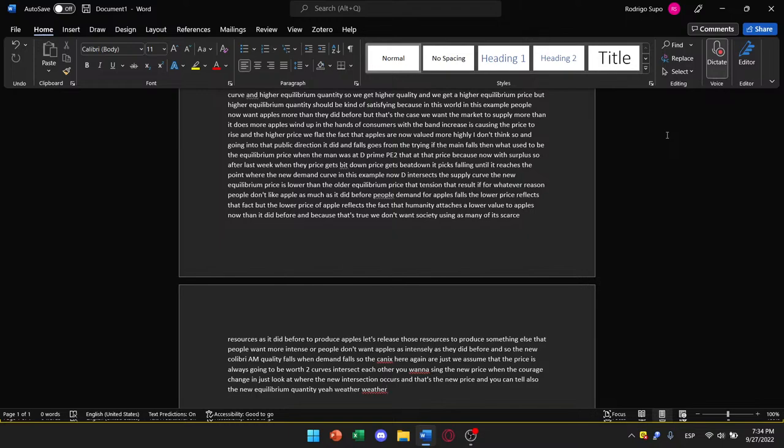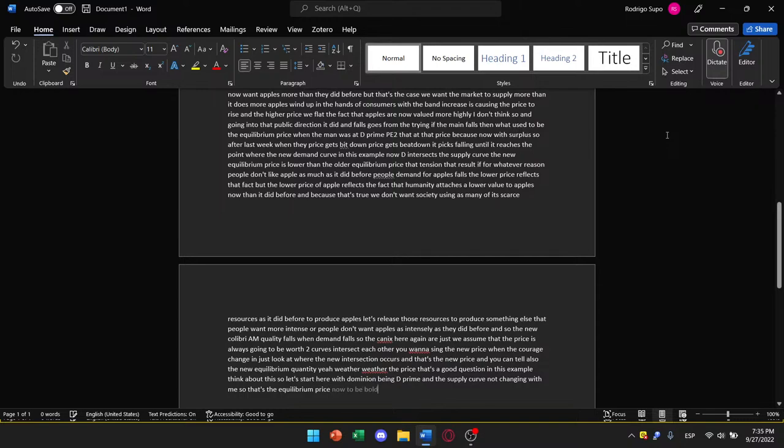It's actually a good question. In this example, here's how to think about this. So let's start here with demand being at D prime, and the supply curve is not changing. With me? So that's the equilibrium price. Now demand falls. Let's say this is your demand for apples. You decide you don't like apples as much as you did before. So at price PE2, you're not willing to buy as many apples as you were willing to buy before your taste changed.